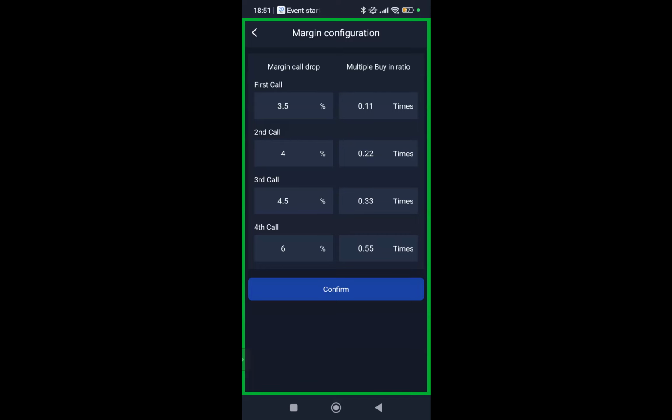All right. So you will change the left side according to your risk appetite. Okay. So let's go to the other setting. Click on the top left arrow.